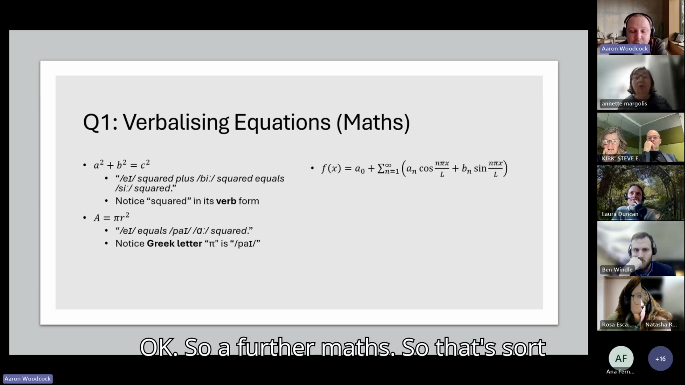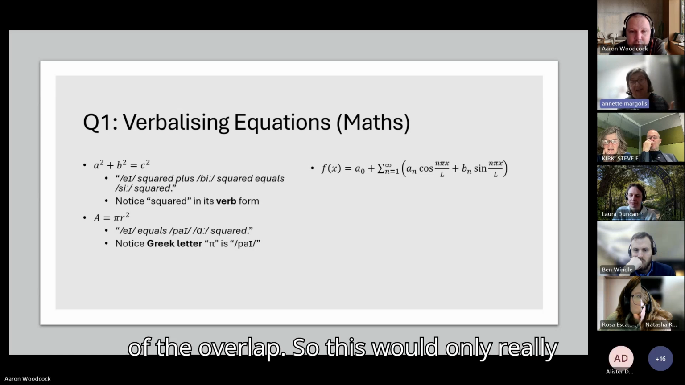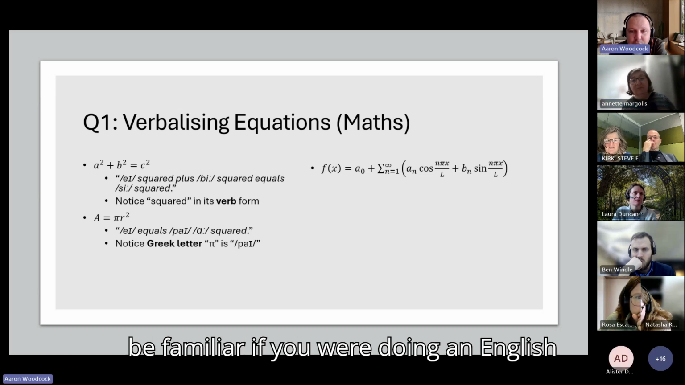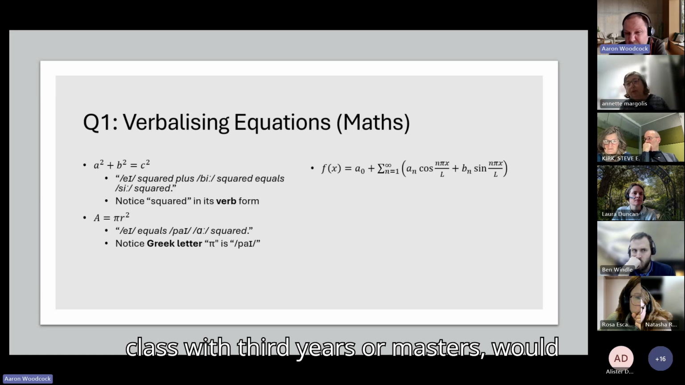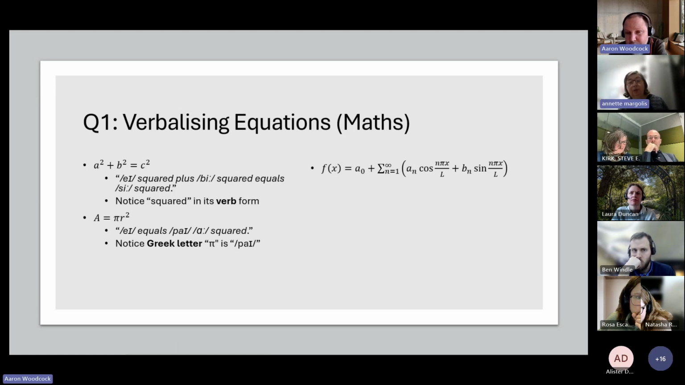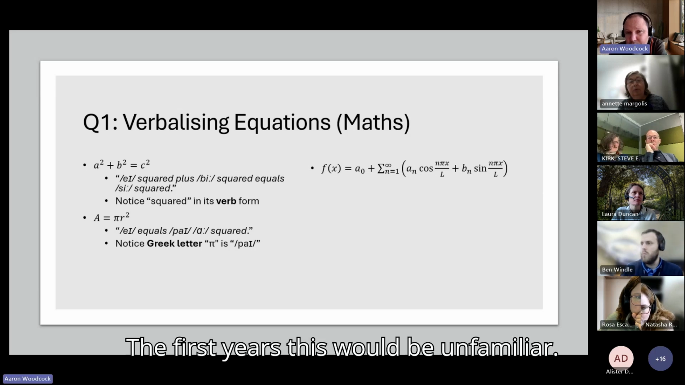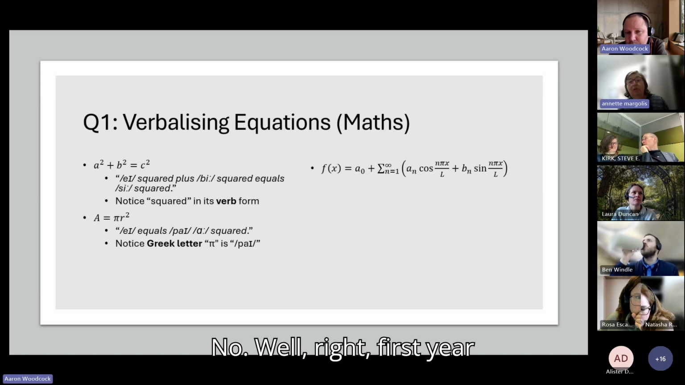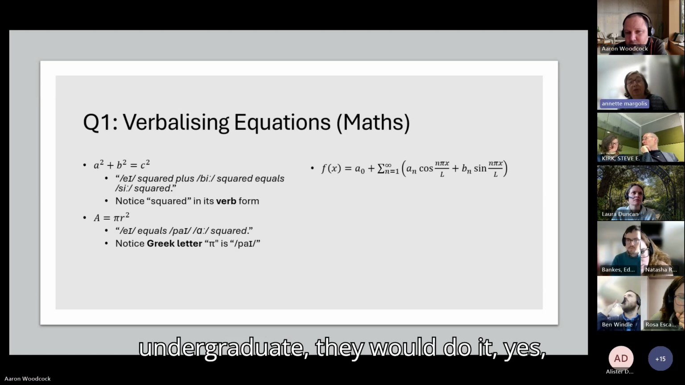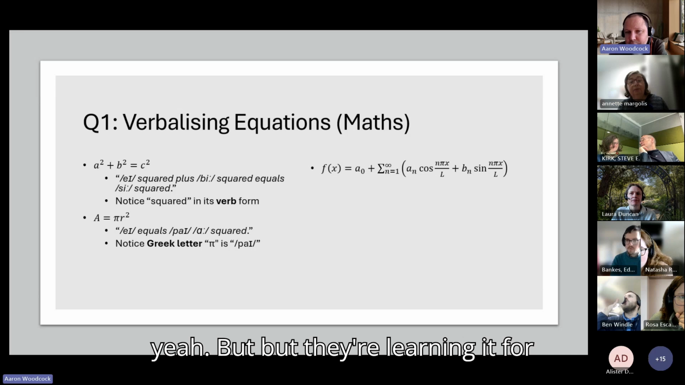Okay, so or further maths. So that's sort of the overlap. So this would only really be familiar if you were doing an English class with 3rd years or masters. Would that be right? For first years, this would be unfamiliar. Would that be correct? First year undergraduate, they would do it. Yes. But they're learning it for the first time, right?